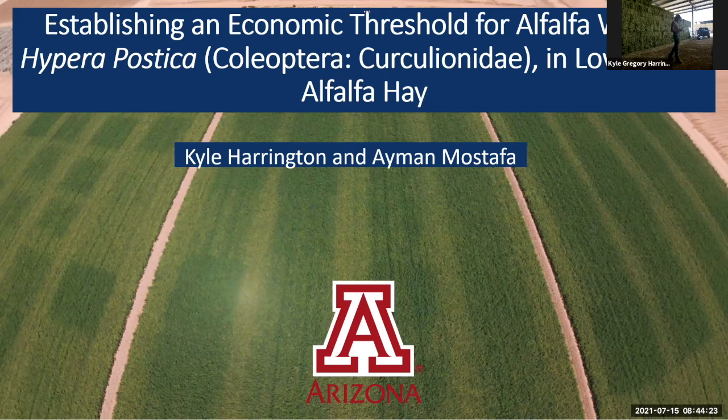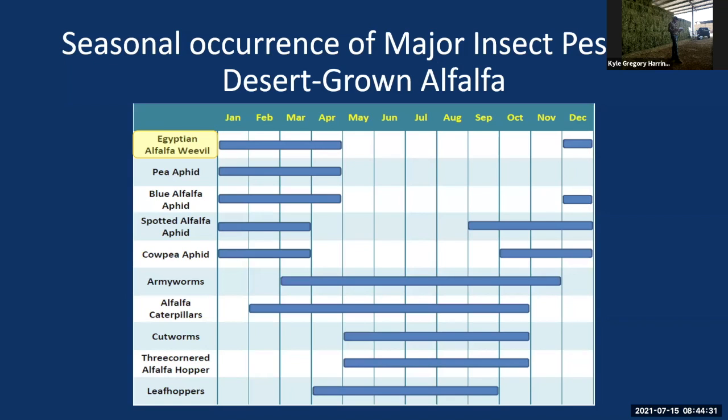The first graph is the seasonal occurrences of the major insect pests in low desert grown alfalfa. That did say Egyptian alfalfa weevil on it at some point. That's actually going to be one of my next chapters to look at. We've already done a little bit of genome sequencing to know that we have at least 2 different biotypes in this region. So I'll find out if one of those biotypes is even actually the Egyptian. There are 2 others, the Eastern and the Western.